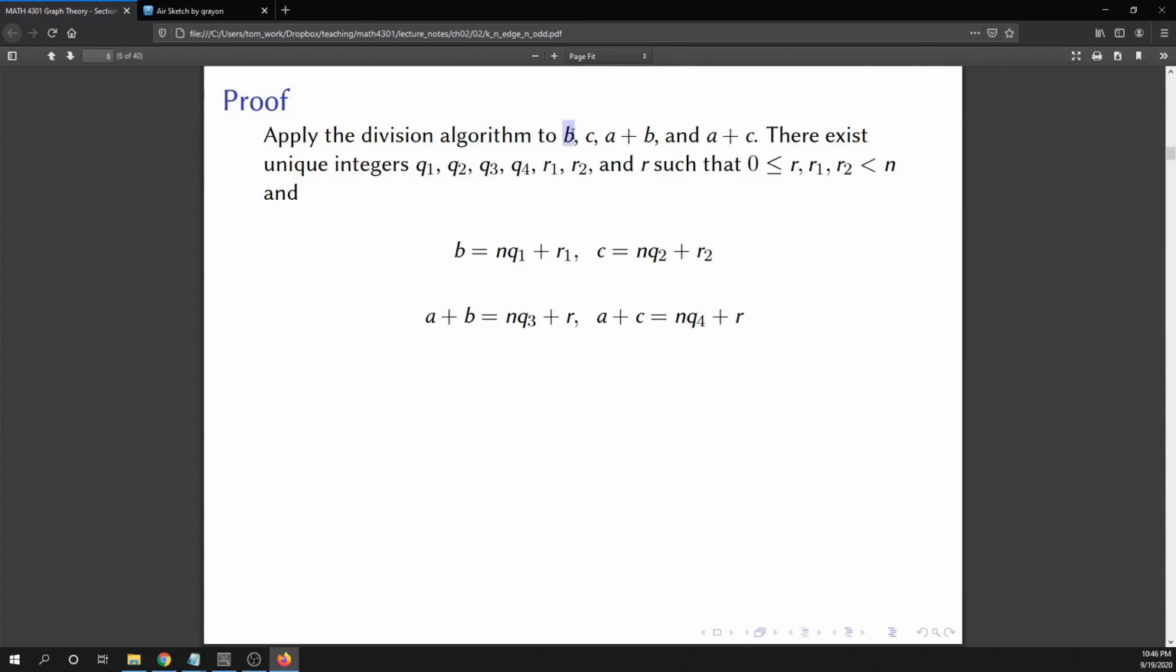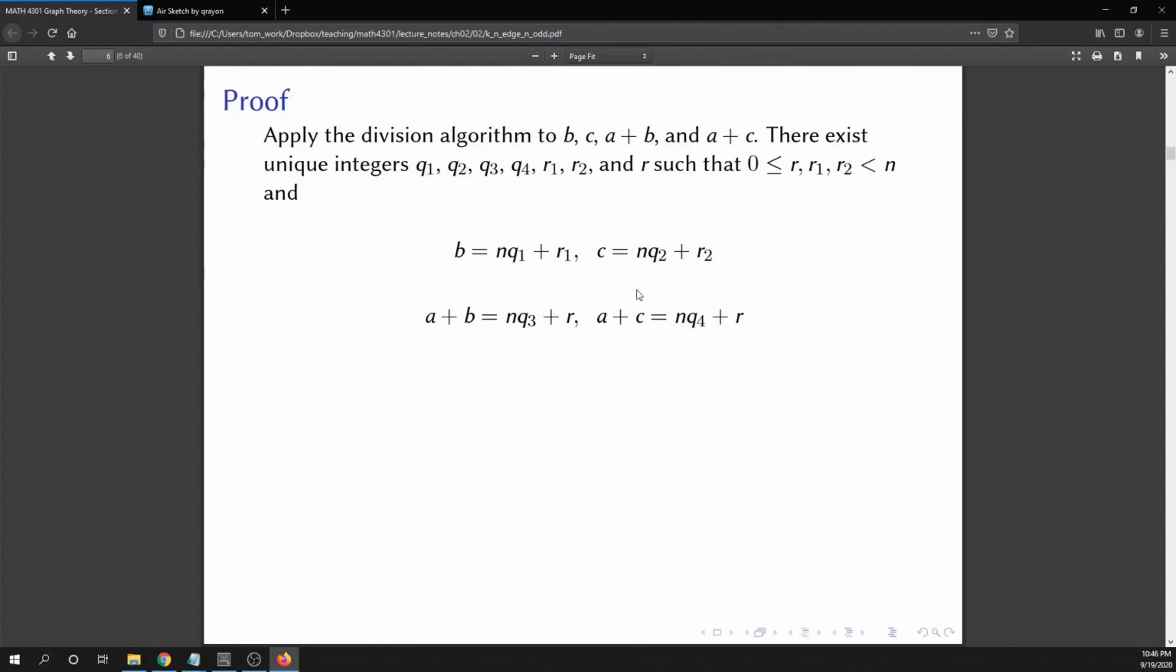So applying the division algorithm to B says that we can write B equal to n times q1 plus r1, where r1 is greater than or equal to 0 and less than n. Then we do the same thing for C. Remember, these numbers are unique for B. There's only one way to do that. Same thing for C: we apply the division algorithm to C when we divide by n, so we get q2 and r2. Again, q2 and r2 are unique for C. We can't write C in any other way.